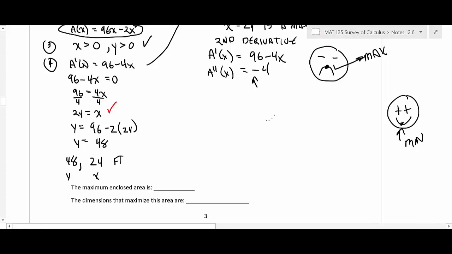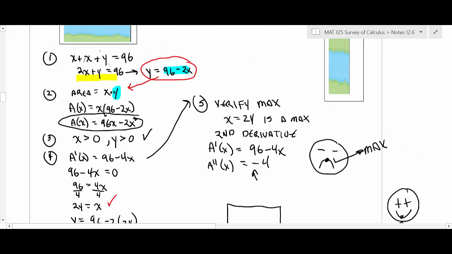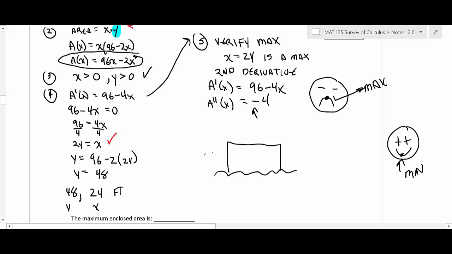So let's just draw a picture of what we found. We found basically this. Here's your river, and we found that x was 24 feet here, and 24 feet here, and then, what was it? 48 feet, like that. Okay, so that's what we found. So how would you find the area?